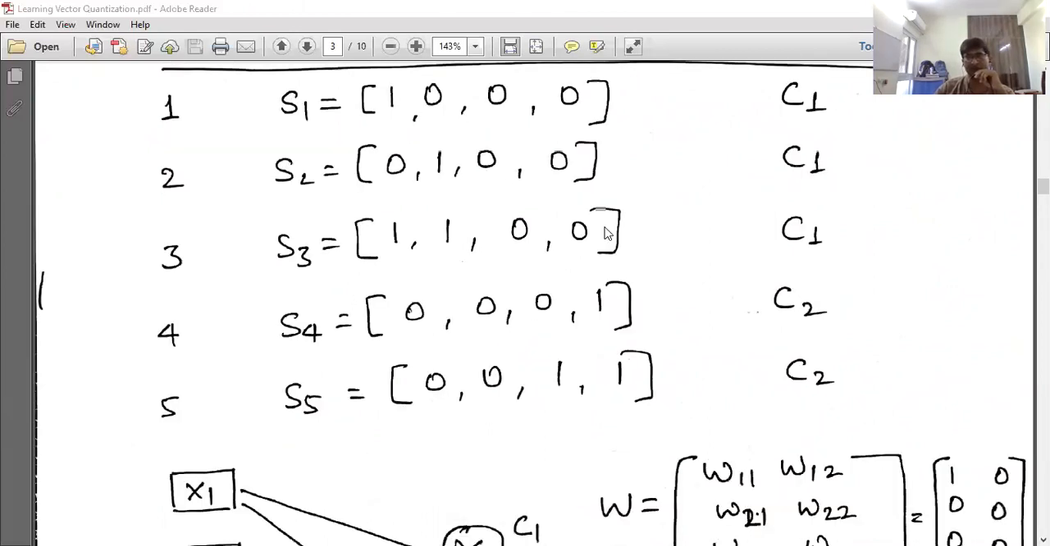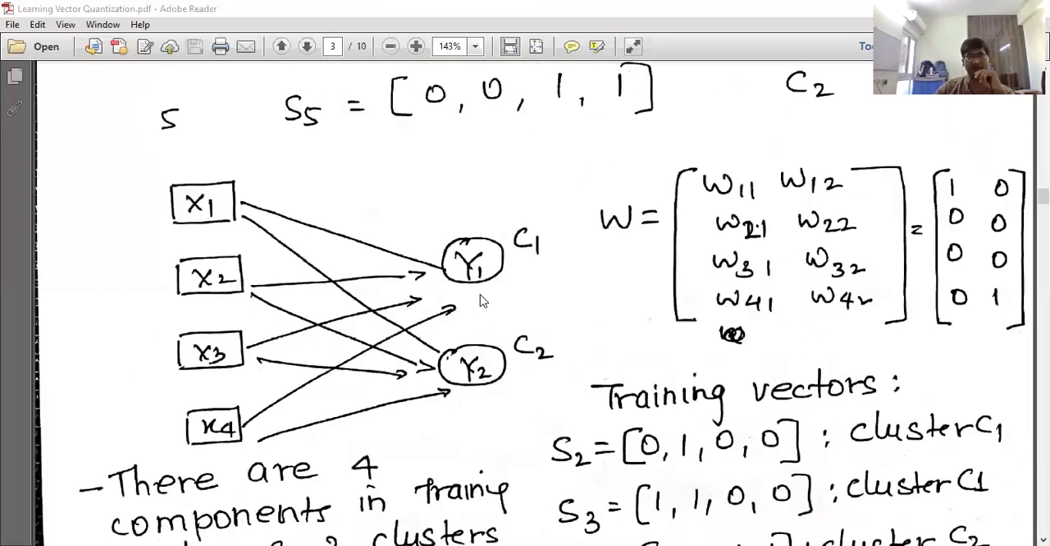Now, based on this, a simple structure could look like this. We have 4 inputs, and we have 2 designated clusters. For each and every input, there is a known cluster, either C1 or C2. And since this is a supervised learning algorithm, we have to talk about how training can take place, and then we will also see how testing can be done.